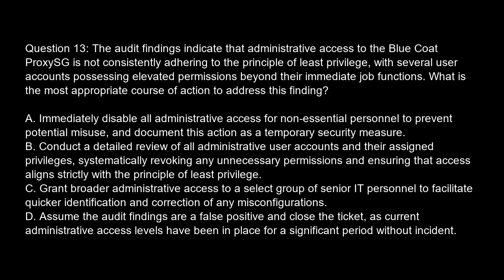Option B. Conduct a detailed review of all administrative user accounts and their assigned privileges, systematically revoking any unnecessary permissions and ensuring that access aligns strictly with the principle of least privilege. Option C. Grant broader administrative access to a select group of senior IT personnel to facilitate quicker identification and correction of any misconfigurations. Option D. Assume the audit findings are a false positive and close the ticket, as current administrative access levels have been in place for a significant period without incident.